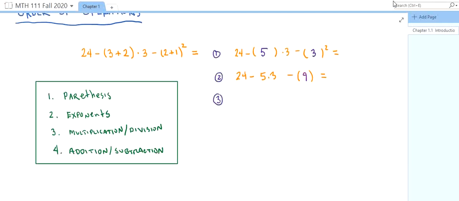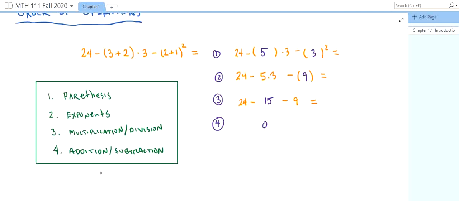Step 3 is multiplication. That means 5 times 3 is 18. Nope, 5 times 3 is 15. And then finally, we can handle addition and subtraction. So 24 minus 15 equals 9, minus 9 is 0. And that's our final answer.